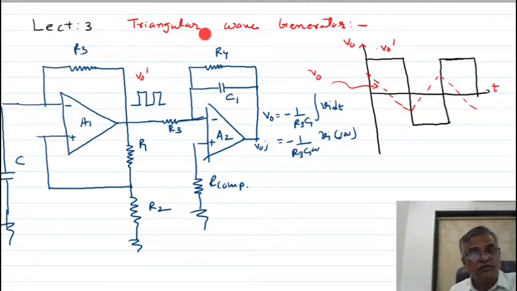The triangle wave can be obtained by integrating the square wave. The circuit diagram of a triangle wave generator is shown in figure. A1 produces a square wave, it is a square wave generator, and with the help of an integrator circuit, the square wave can be converted into triangle wave. The diagram shows that the frequency of the triangle wave is the same as the frequency of the square wave, but the amplitude is different.